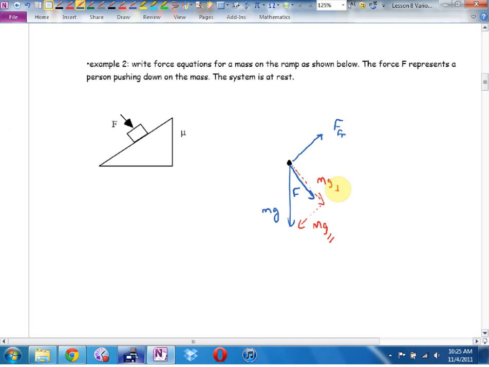Does this make the normal force bigger or smaller or stay the same? Jacob, I think you're right. Yeah, because now the normal force isn't just canceling out that. It's also canceling out that. The normal force is going to look something like that. In terms of equations, you would say this. The normal force is canceling out mg perpendicular plus the applied force.